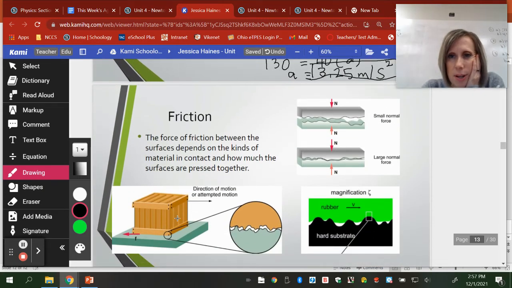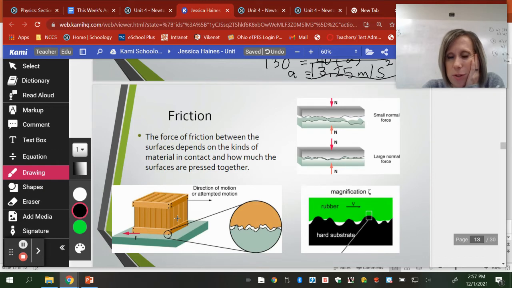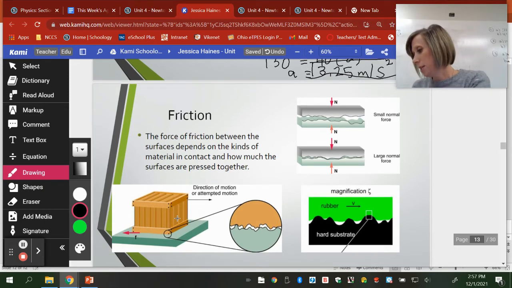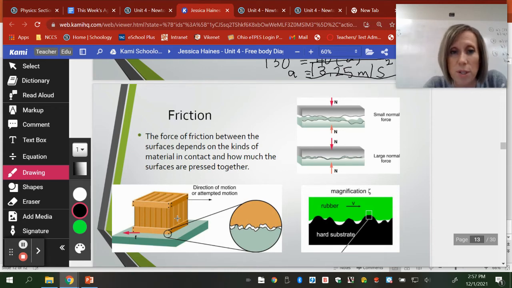Okay, so let's talk very briefly about frictional forces, because these are some things that you're going to add into your free body diagram that I want you to finish up. So friction is just a force, another kind of force. Friction is just a force that is between two touching objects.